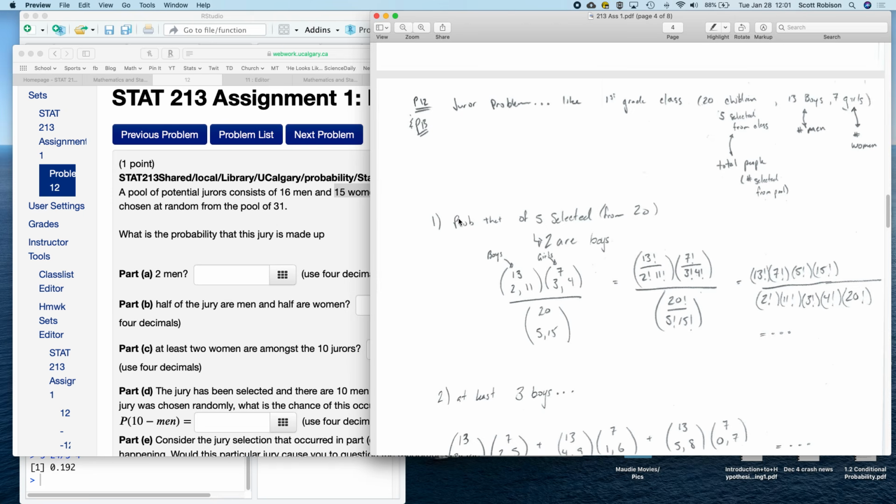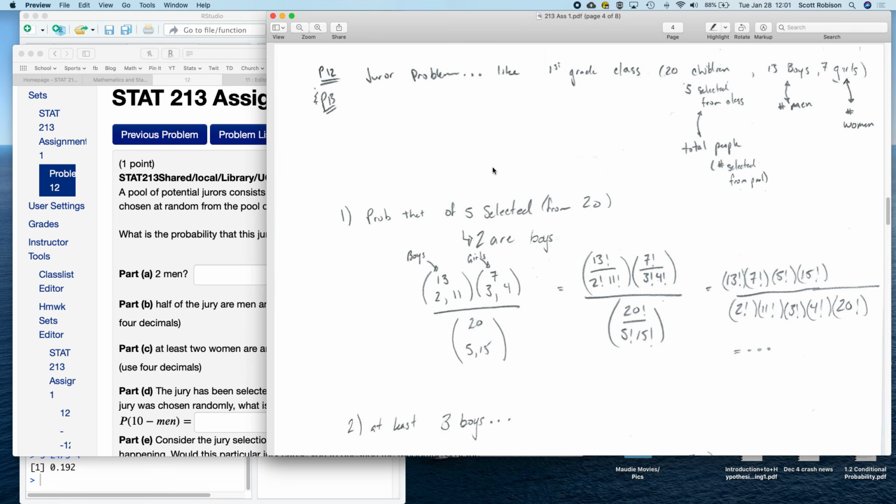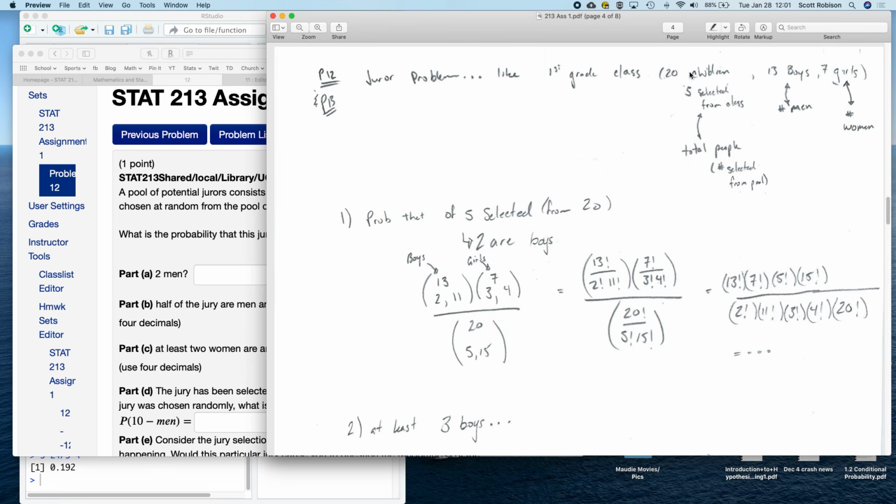Okay, so when it comes to this first grade class, not looking at the juror problem anymore, out of these 20 children, I'm going to select 5 of them. Okay, so what is the probability that 5 out of 20, there will be exactly 2 boys, which I guess means there would be exactly 3 girls.